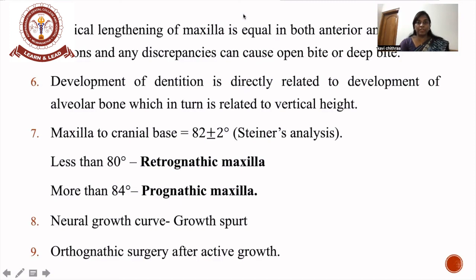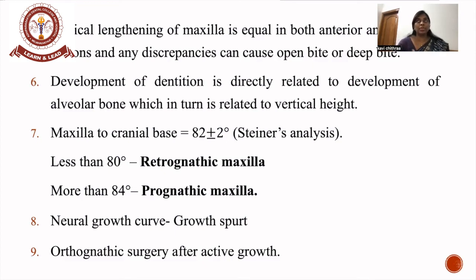Then there's vertical lengthening of the maxilla, which is equal in both the anterior and the posterior regions, and in discrepancies it can cause open bite or deep bite. Then the development of dentition is directly related to development of alveolar bone, which in turn is related to vertical height. Then the relationship of the maxilla to the cranial base. If you see, 82 plus or minus 2 is the normal value according to Steiner's analysis. If the value is less than 80 degrees, there is a retrognathic maxilla, and if the value is greater than 84 degrees, it causes a prognathic maxilla.